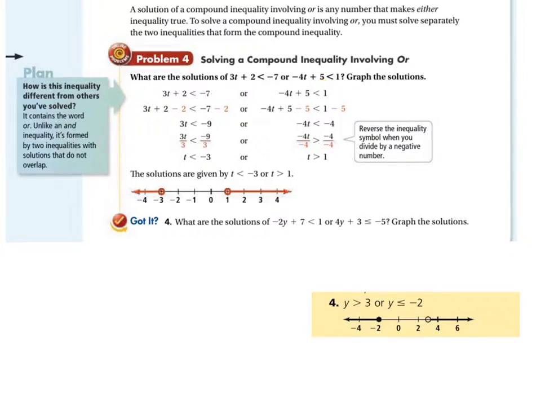So, solve this one. Again, subtract the 2, divide by the 3. Please pay attention to if you're multiplying or dividing with a negative. Obviously, this is a positive 3, so I don't have to flip anything. And then over here, subtract that 5, divide by the negative 4. Notice, again, flipping the inequality when I multiply or divide by that negative. So I get t is less than negative 3 or t is greater than 1. And again, greater than 1, no filled in dot, less than negative 3, no filled in dot.